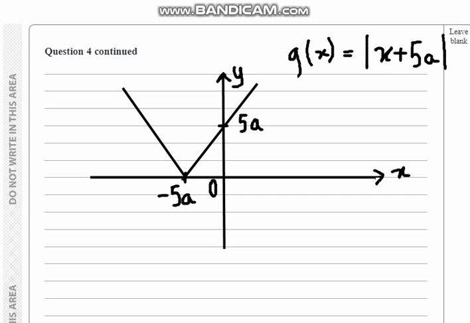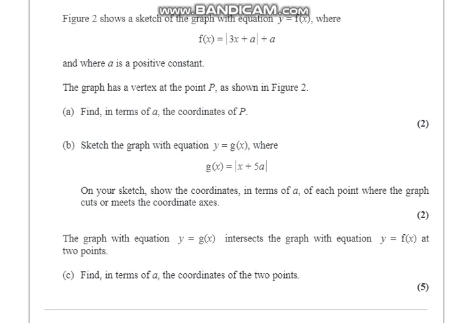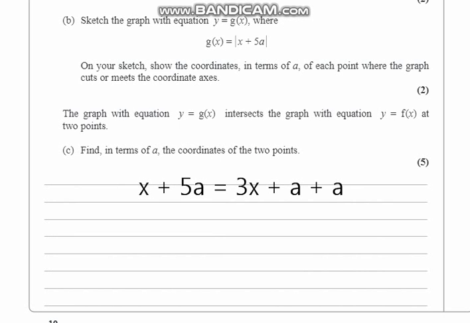So now moving on to the C part: the graph with equation y equal to g of x intersects the graph with equation y equal to f of x at 2 points. Find, in terms of a, the coordinates of the 2 points. So guys, one more trick here. When they say intersects the graph, it means you basically have to set g of x equal to f of x. That's it. There you go, I've set them equal together.